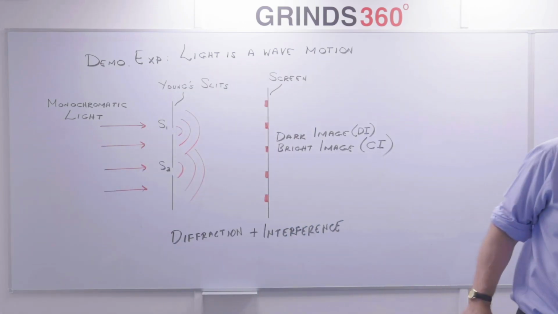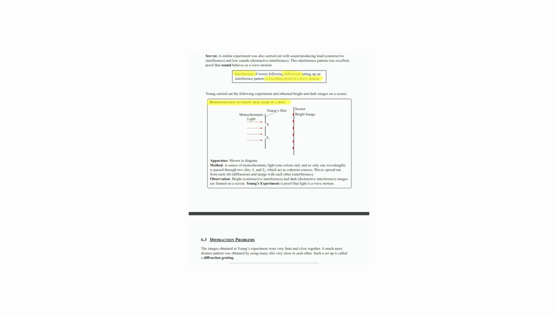Let me go through that experiment in our notes. It's very important that when you do a demo experiment, you have your three headings there. What's the apparatus? What's the method? And what's your observation or conclusion? Well, the apparatus, a labeled diagram will suffice. What's the method? Well, basically, in your method, just one or two sentences, but try and capture all the technical terms. So a source of monochromatic light is passed through two slits S1 and S2, which act as coherent sources.